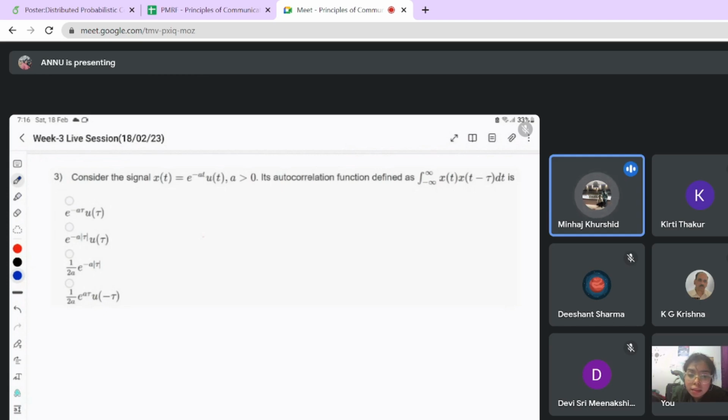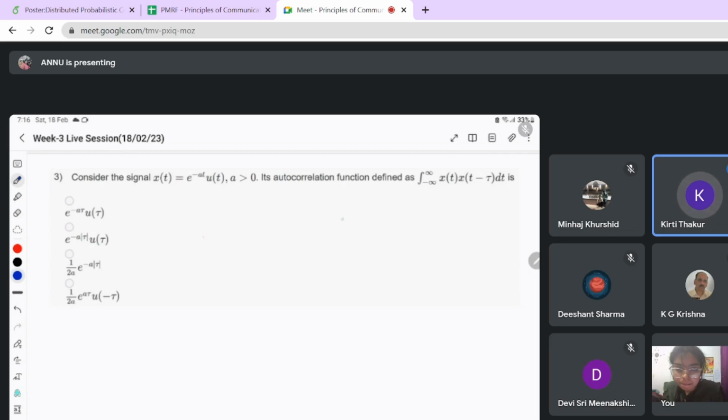Can you tell me the limit of this function? Yes, ma'am. For tau greater than 0, it is from tau to plus infinity. For tau less than 0, it is from 0 to infinity. Okay. Do we need to have two limits? No, no. Because here, see, tau. What, Kirti? Ma'am, actually, my thought is that e raised to minus at is multiplied with u(t), so that integration will have only the positive side, from 0 to plus infinity. Okay. Actually, I did it with the basic autocorrelation formula. I thought you did it with that.